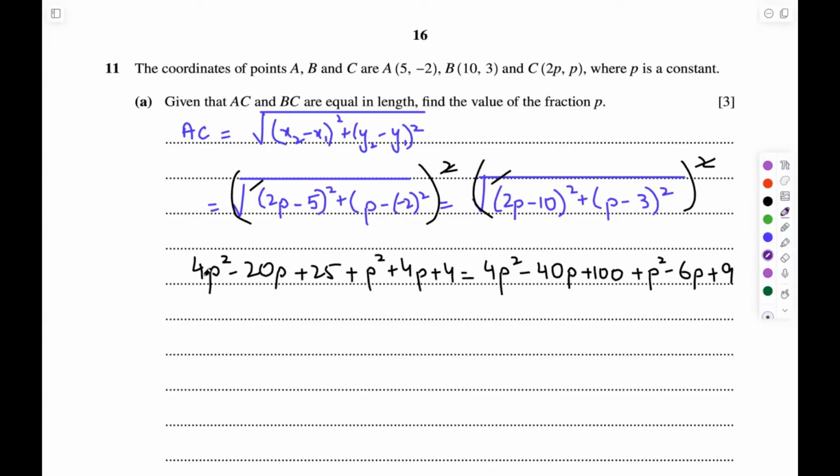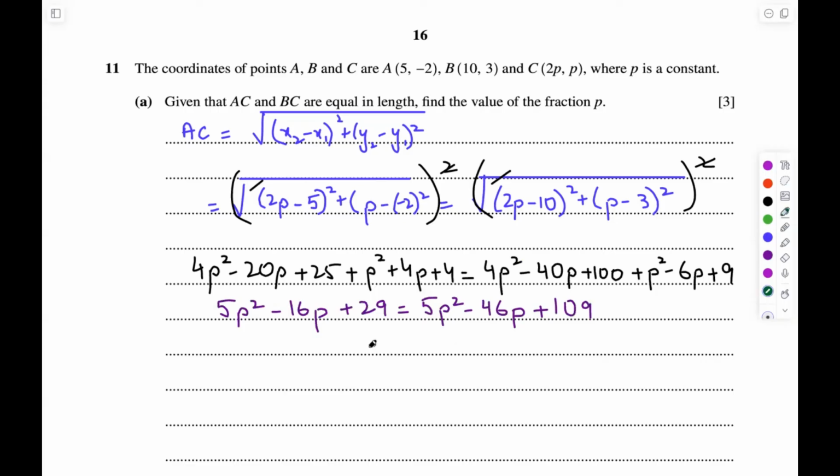First simplifying both the sides, so 4p squared plus p squared will become 5p squared, minus 20p plus 4p will become minus 16p, and 25 plus 4 is 29. And on the right hand side, we have 4p squared plus p squared, which is 5p squared, minus 40p minus 6p will become minus 46p, and 100 plus 9 will become 109.